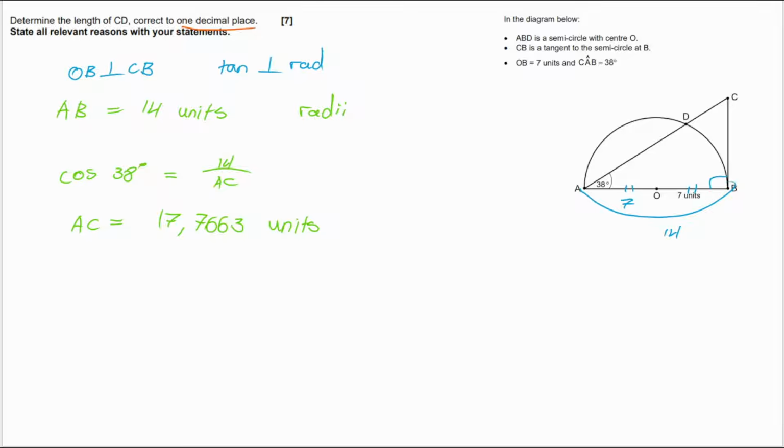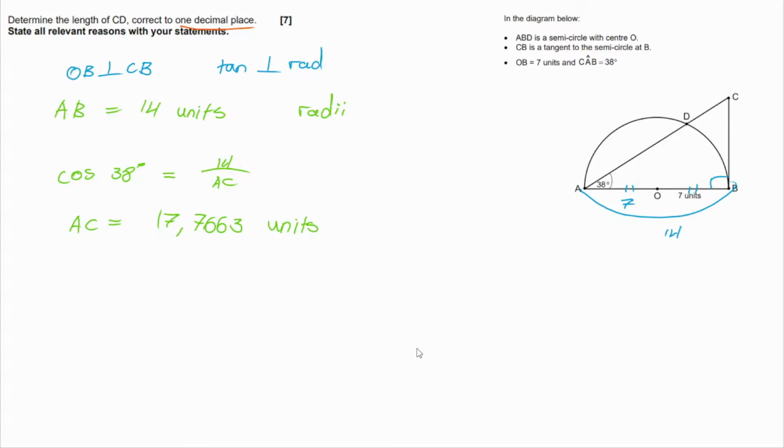Okay, yes, so AC, the whole thing, is 17.7663. Let me just confirm that. Yes. Okay, so now we have AC, we have this whole thing. So now we need to find AD, this thing over here, AD.